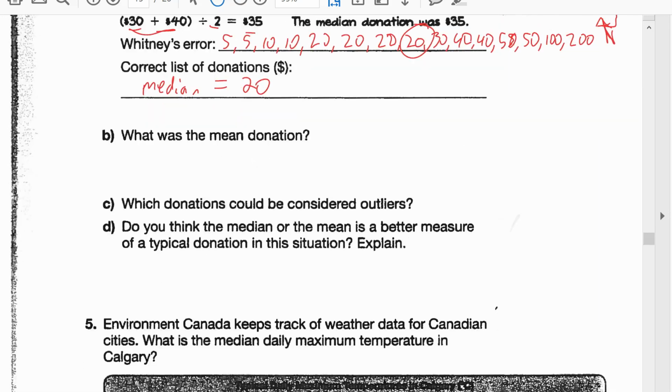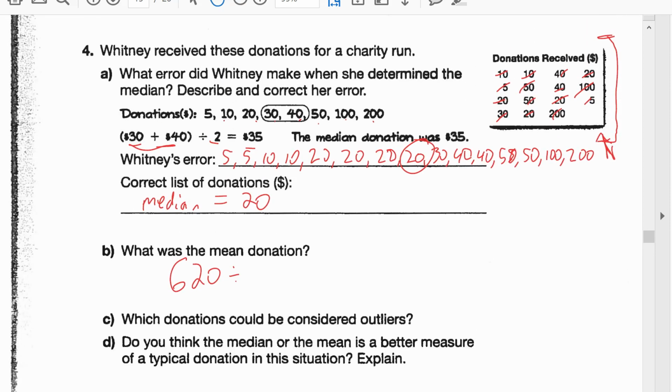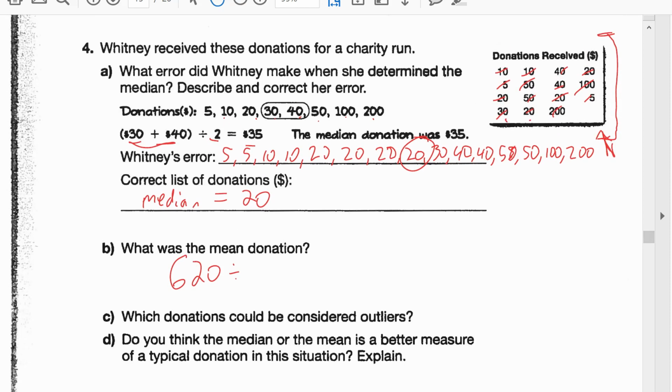What is the mean donation? Well, the mean would be all of them added together. All of them added together is 620. And they said that there was 15 of them, right? 4 times 4 is 16 minus 1. So 15. The mean would be 41.33 is the mean.